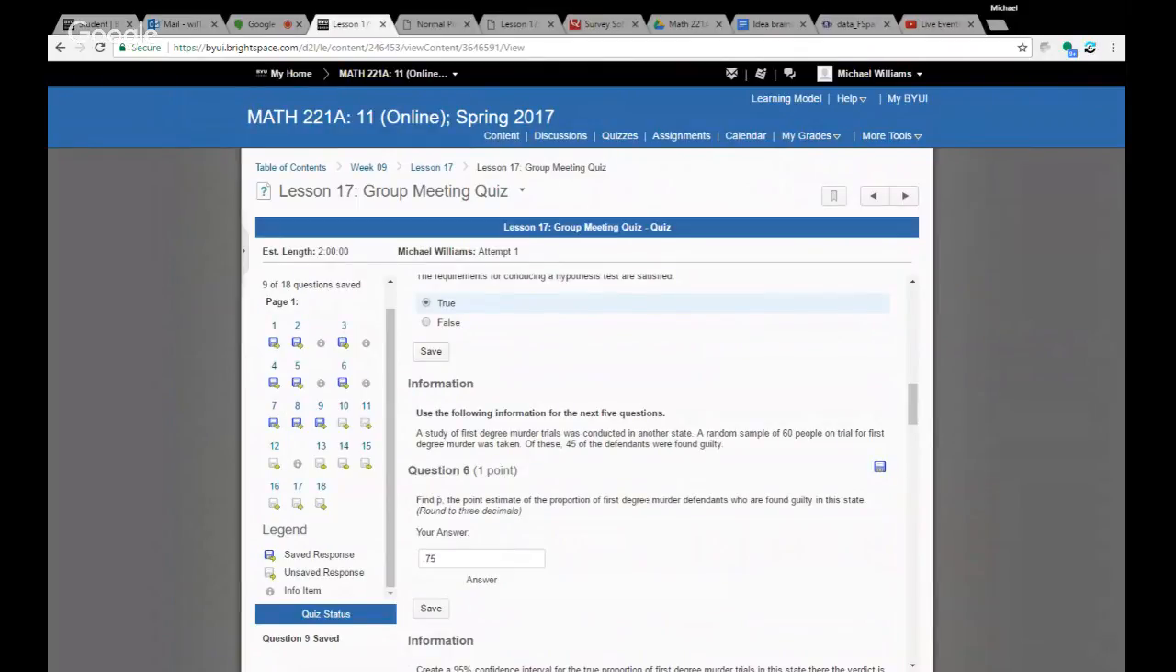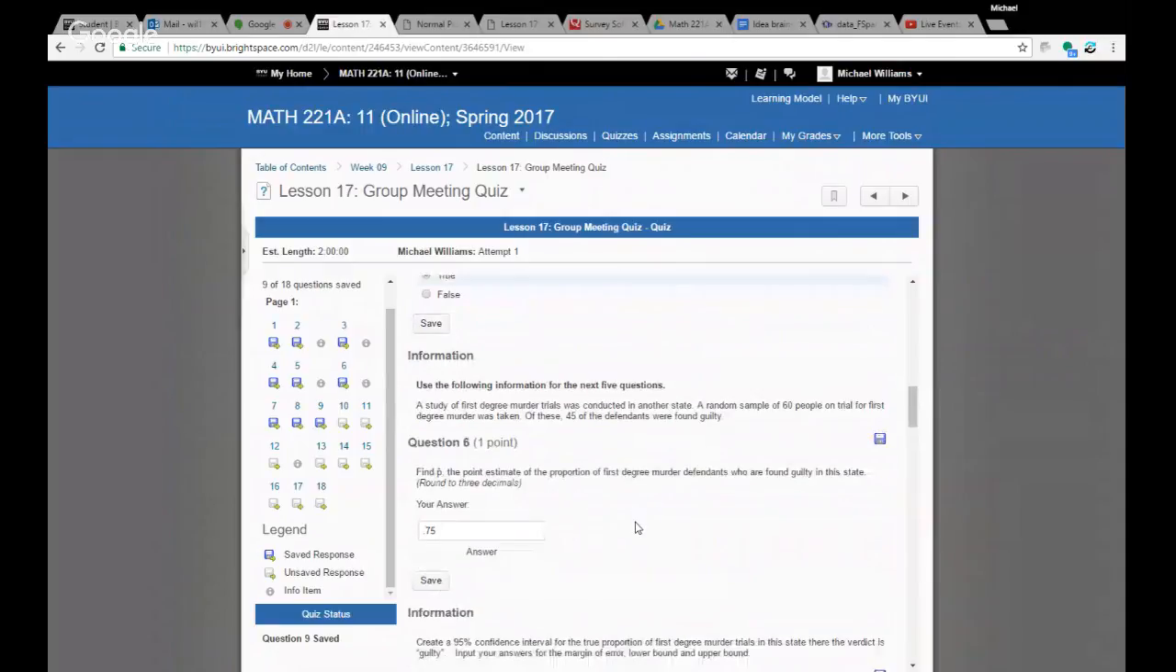And so am I caught up now? No. Okay. Well, so number 6, we got the p hat. This is the one where you simply do the formula x divided by n. So we have 45 defendants found guilty divided by the sample of 60. So that's just equals 0.75. Yeah, I agree with that.